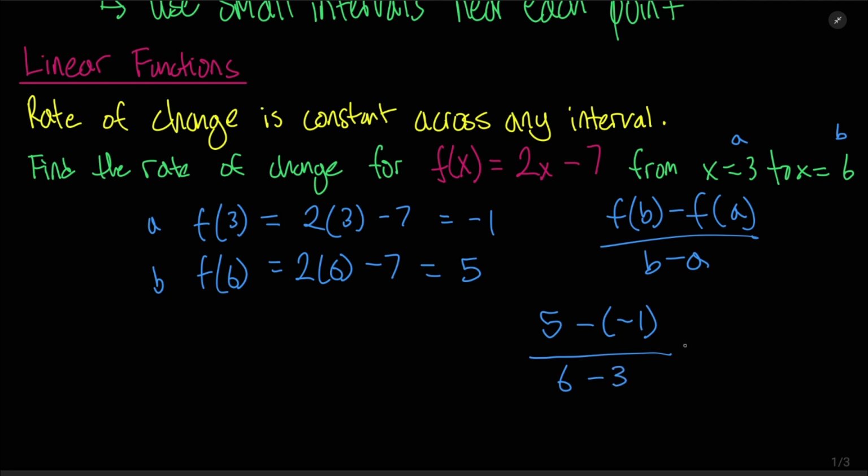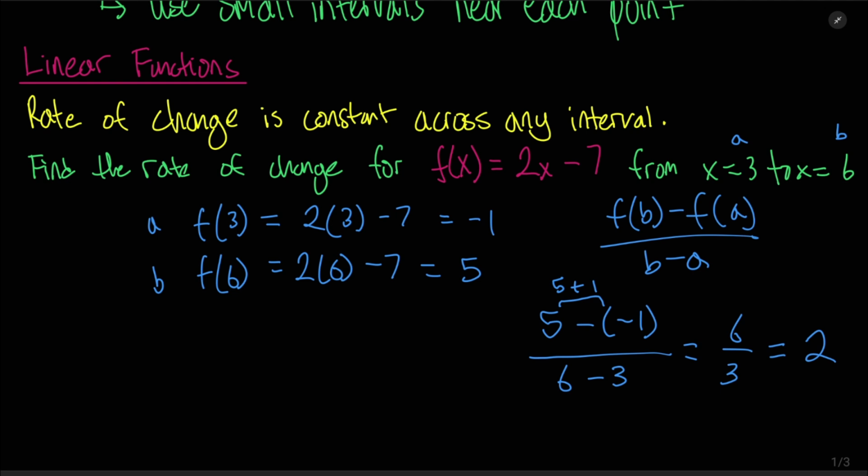Okay, now let's solve this out. 5 minus a -1, that's going to become 5 plus 1, which is 6, divided by 3. 6 minus 3 is 3. 6 divided by 3 is 2. So our average rate of change is 2 over that given interval. But since it's a linear function, that's going to be the same no matter what points we pick. We could have picked 3 and like 200 as the other x value, and you're still going to get 2.